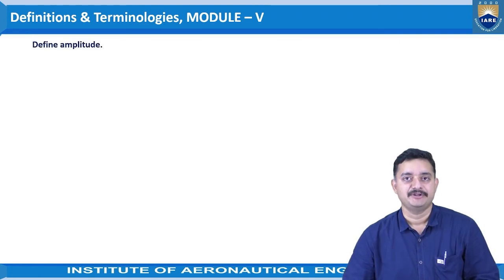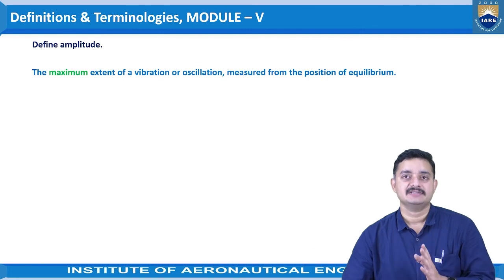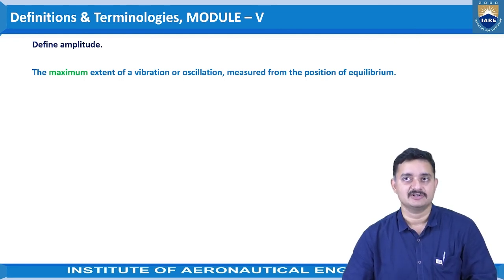Next, define amplitude. The maximum extent of a vibration or oscillation measured from the position of equilibrium. So the amplitude would be the distance or the length to which the object moves from the equilibrium position. So the maximum extent of a vibration or oscillation measured from the position of equilibrium is called the amplitude.